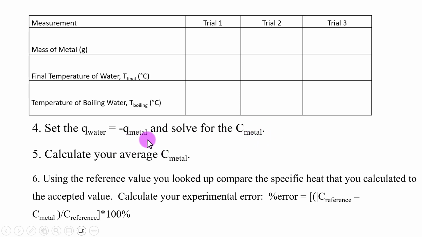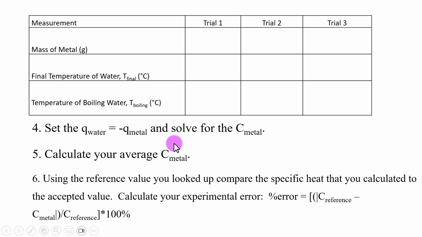The formula is the same. Q of metal, once you figure out what that is, let's say it's minus 5,000, is going to be equal to the mass of the metal times C of metal times the delta T for the metal from part 3. Then rearrange the equation to solve for C of metal, and you'll have 3 different values. Once again, just show me the calculations for one, and then write the answers for the other 2 trials.